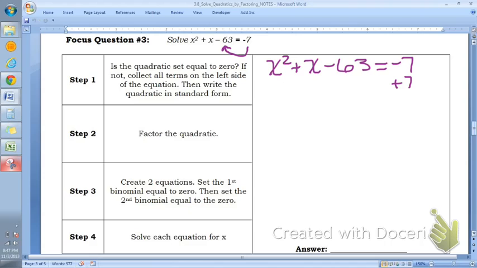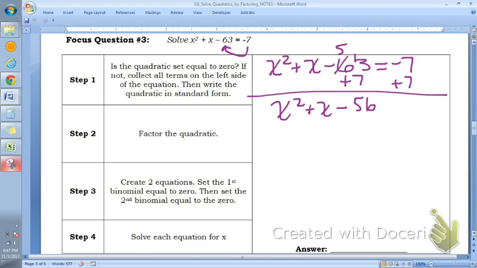So we have to add 7. x squared plus x minus, because they're opposite signs, you have to subtract, and the bigger sign wins. 63 minus 7 is 56, so negative 56 is equal to 0. So that's a zero pair. So that was step 1, setting the equation equal to 0. Step 2 is factor the quadratic. Let's take a look at it. Look at the expression that's set equal to 0.